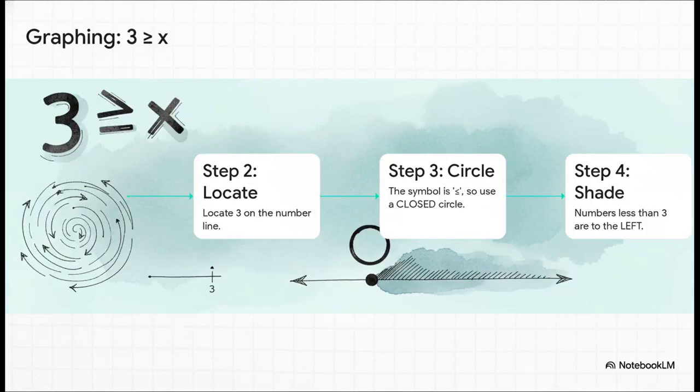Now for a little pro tip. Sometimes you'll see one written backwards, like 3 is greater than or equal to x. It's kind of confusing to think about, right? So here's the secret. Just flip the whole thing around. If 3 is bigger than or equal to x, that's the same thing as saying x is less than or equal to 3. Just don't forget to flip the symbol too. Now it's a piece of cake. Put a closed circle on 3 and shade to the left because it's less than.